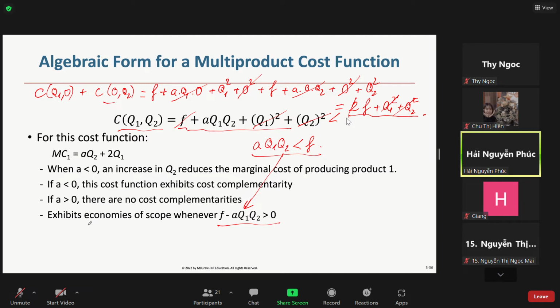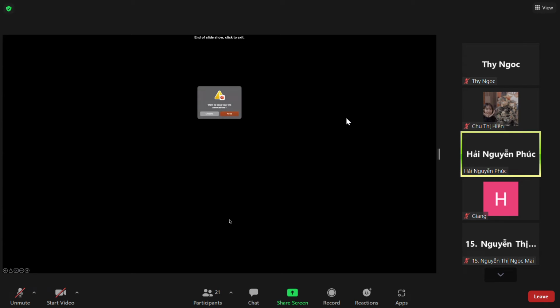The condition for economies of scope is F minus A Q1 Q2 to be greater than 0. It is the condition for the economy of scope, right? Okay, any question? Do you have any question?